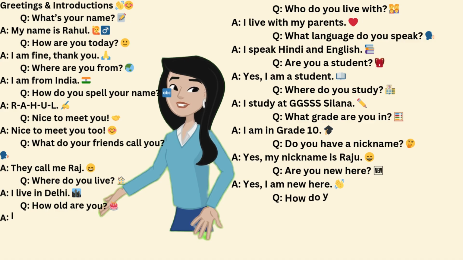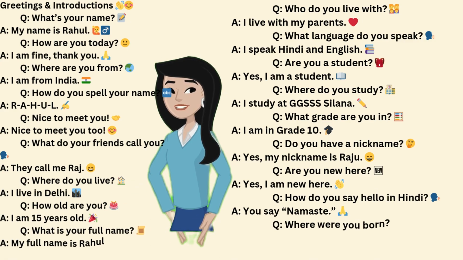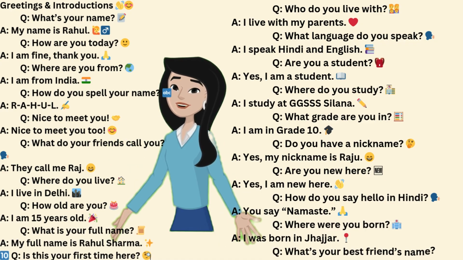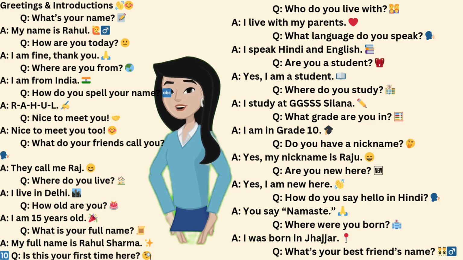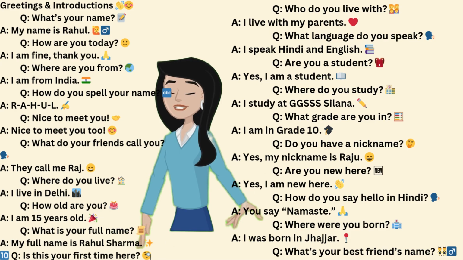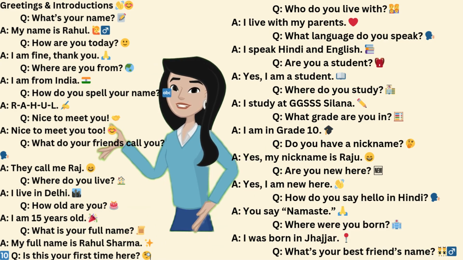Question: What do your friends call you? A. They call me Raj. Question: Where do you live? A. I live in Delhi. Question: How old are you? A. I am 15 years old. Question: What is your full name? A. My full name is Rahul Sharma. Question: Is this your first time here? A. Yes, it is my first time.